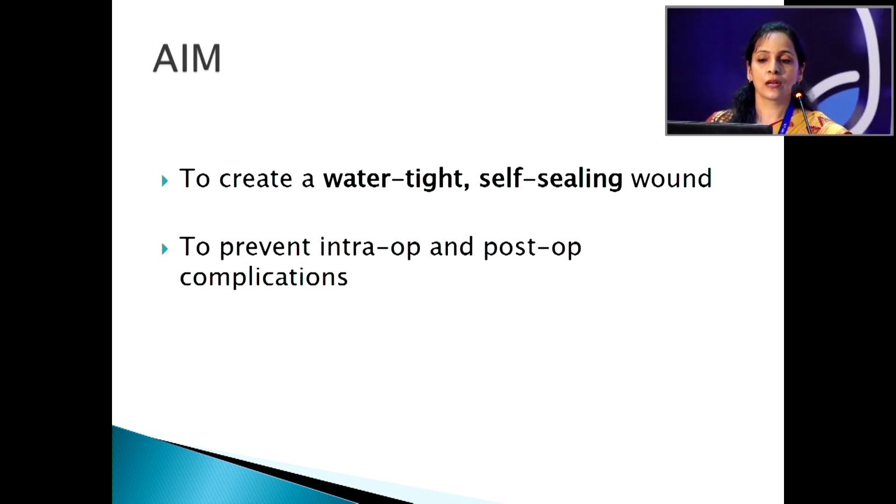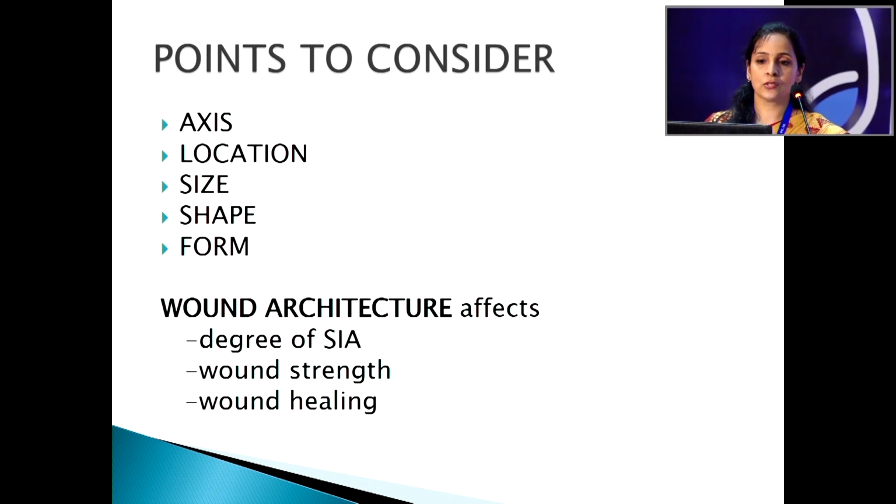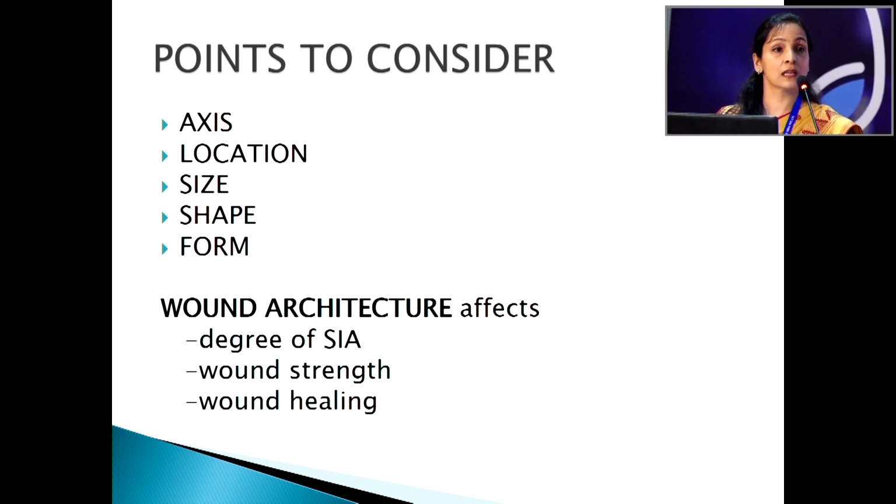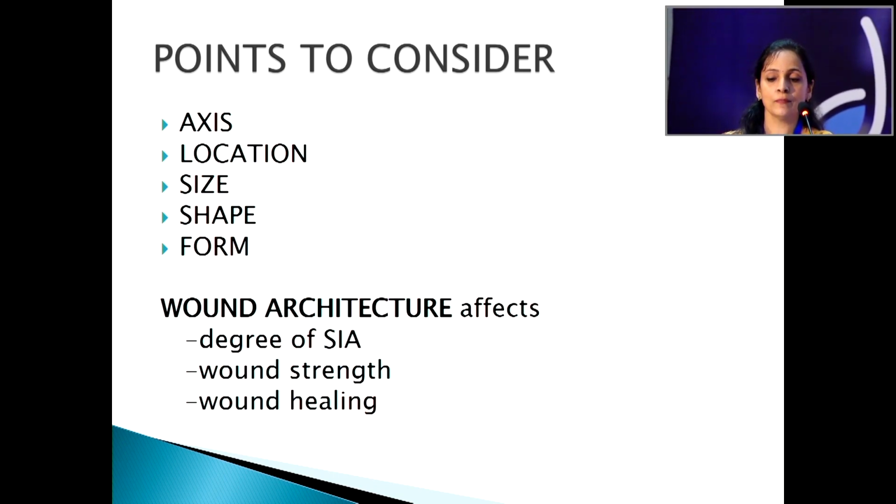A proper incision would be the best for a faster recovery and a better visual outcome. Our aim, as the previous speakers Dr. GJ and Dr. Ramamurthy sir have already mentioned, is to create a watertight, self-sealed wound to prevent intraoperative and postoperative complications. There are various points to consider before we start making our incision: any pre-existing astigmatism, access, location of your main port and side port, the size of your main port, shape, the form.